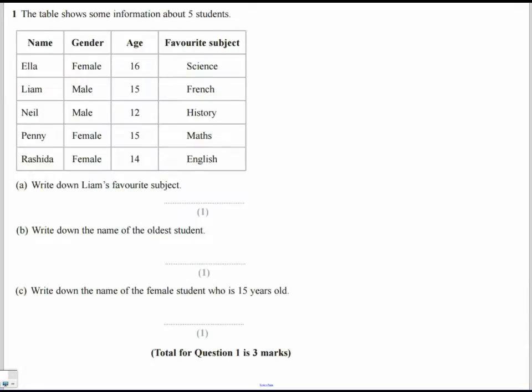Okay, let's start the paper with question 1. The table shows some information about 5 students, and we're required to be able to read the table to pull out the relevant information. So 1A, write down Liam's favourite subject. So Liam is here, his favourite subject is French. So the answer for 1 mark is French.